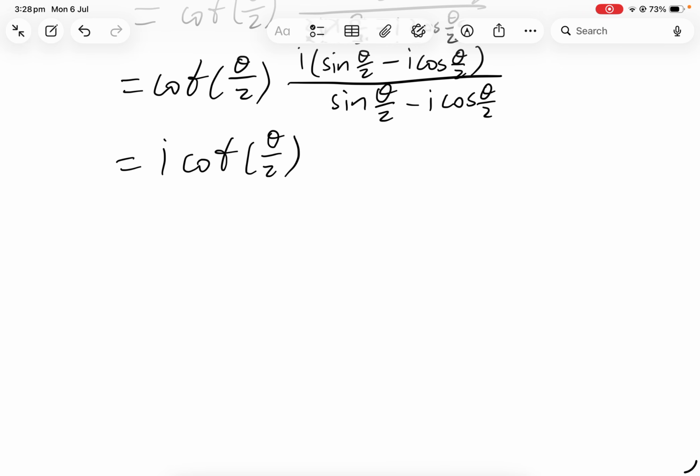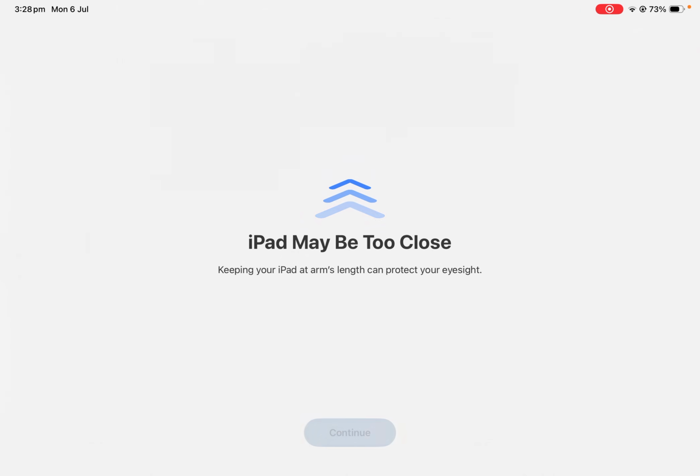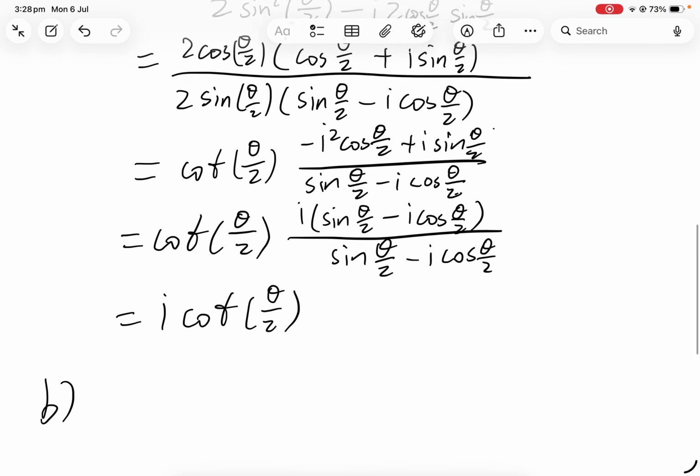For part B of this question, they say that on the Argand diagram, the points O, A, Z, P, and Q represent the complex numbers 0, 1, z, 1 plus z, and 1 minus z respectively. Show these points on the diagram. That's stupid. I don't like that.